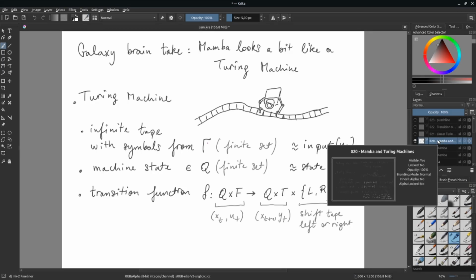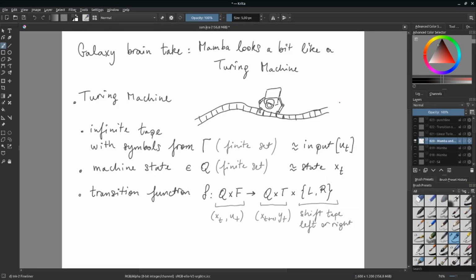Okay, so now is the time for the Galaxy Brain take. So I'm going to claim and try to explain that Mamba is a bit like a Turing machine. Hopefully you guys survive. Hopefully my explanation is not completely incoherent, but probably I should start by explaining what a Turing machine even is. A Turing machine, at least in the original sense, has this idea of an infinite tape, and the tape has slots on which you can write symbols, and you have a finite set of symbols that you can write on it.